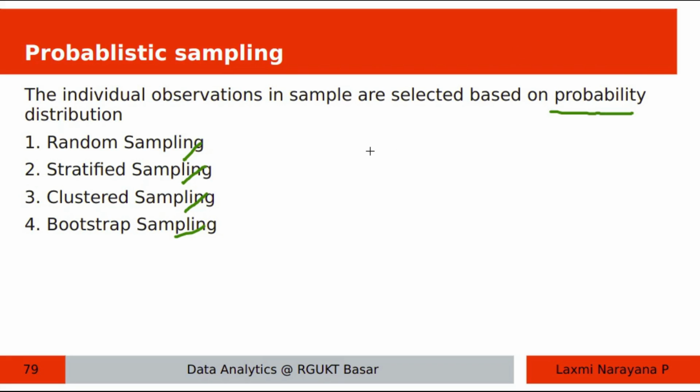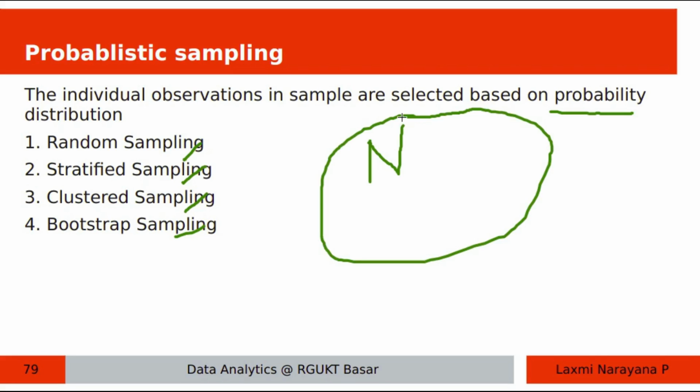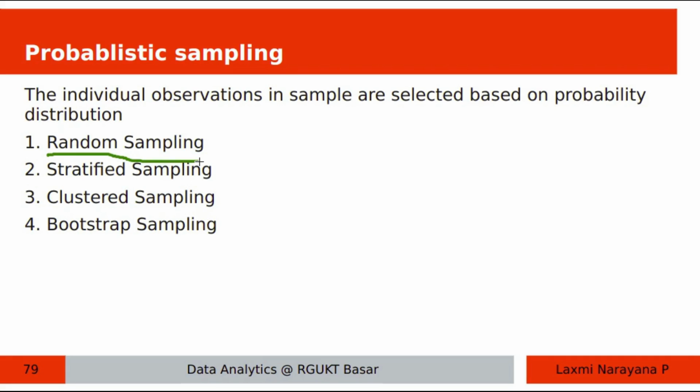Assume that the population has capital N observations. We are interested in creating a sample of size, suppose, small n. There are NCn different ways of creating such a sample. Random sampling. Random sampling is one of the most popular and frequently used sampling methods. Random sampling is used when the population is homogeneous. In random sampling, every observation in the population has an equal probability of selection in the sample.